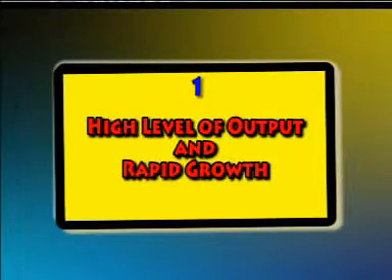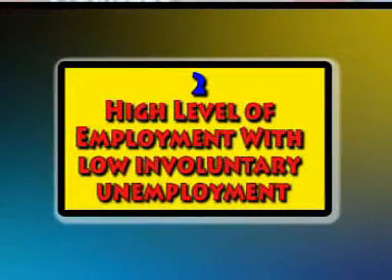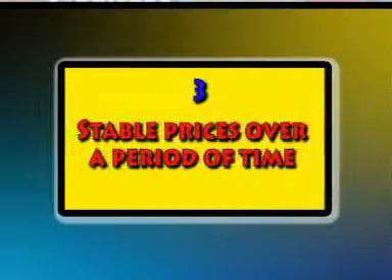In order to deal with these problems, we have certain instruments and certain goals, which are normally known as macroeconomic objectives. At this moment we are going to talk about the macroeconomic objectives. Normally there are three macroeconomic objectives adopted by governments of different market economies. The very first objective is high level and rapid growth. This is the first objective of every economy. Number two is a high level of employment with low involuntary unemployment. And the third objective is stable prices over a period of time.